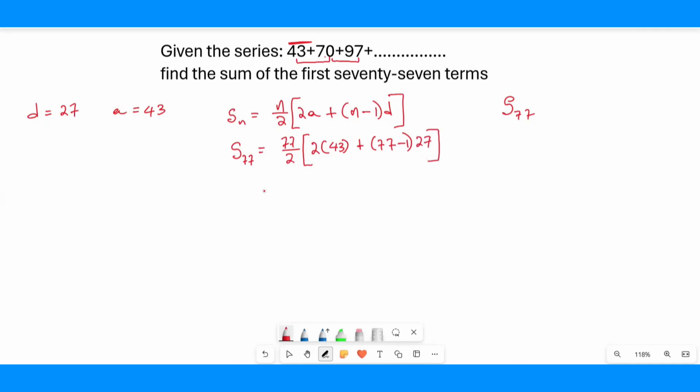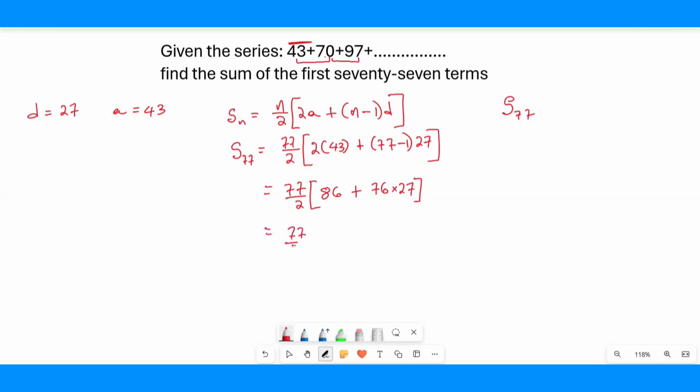All we have to do is make sure that we're not making any errors. So we could keep 77 over 2. And in this bracket, 2 times 43 is going to give us 86. And then here what we have is 76 times 27. And as long as we put that together quite simply, we're good.